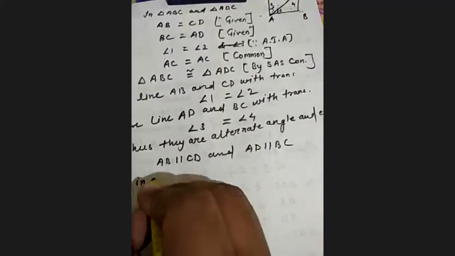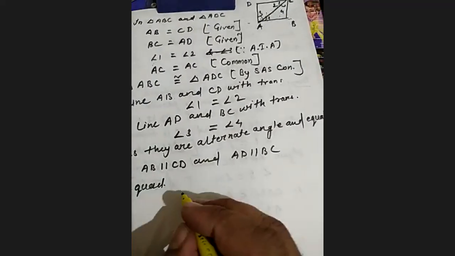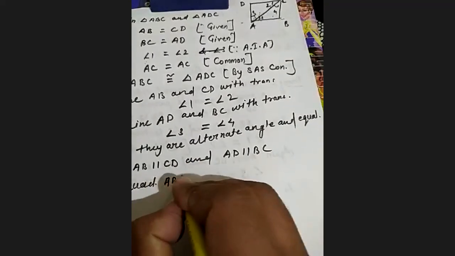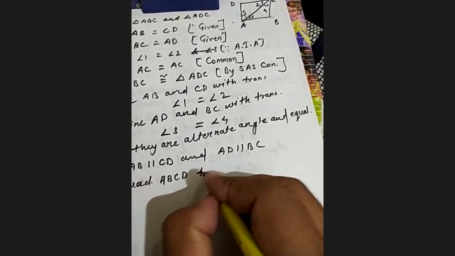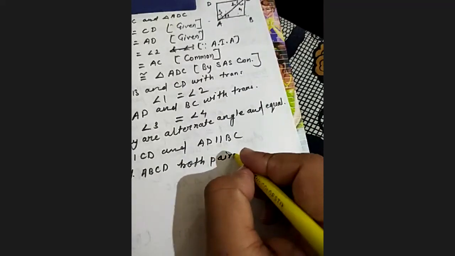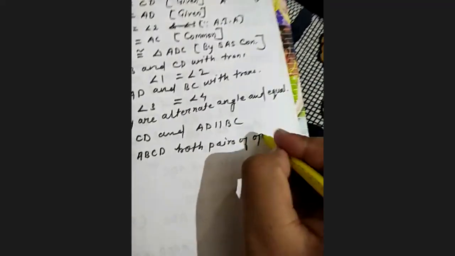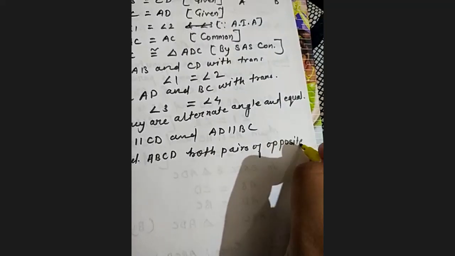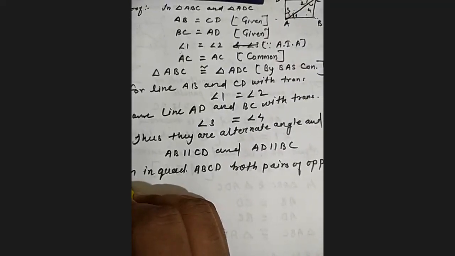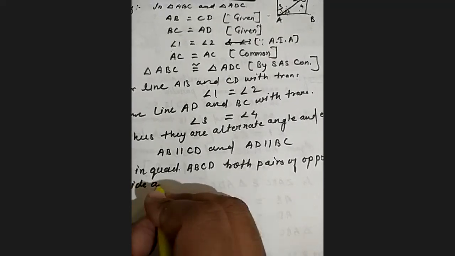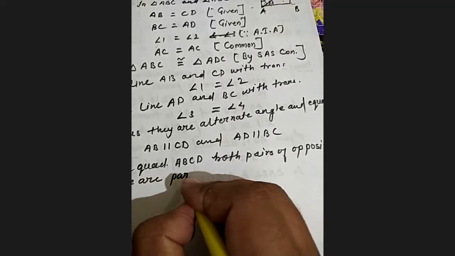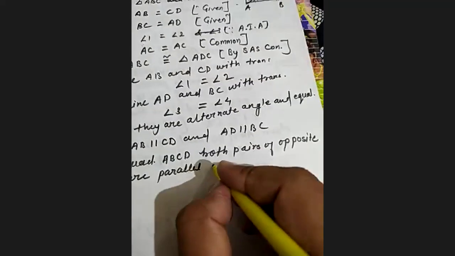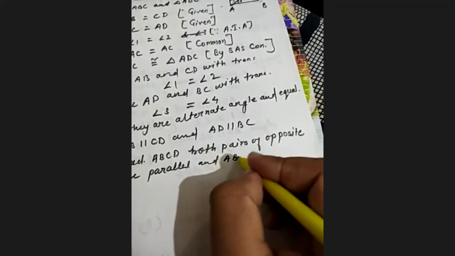Okay, so then in quadrilateral ABCD, both pairs of opposite sides are parallel, and ABCD is a parallelogram.